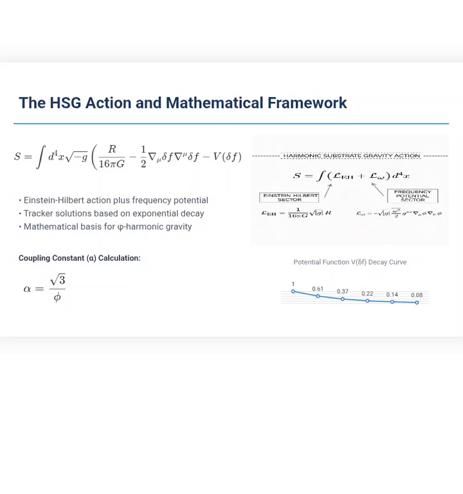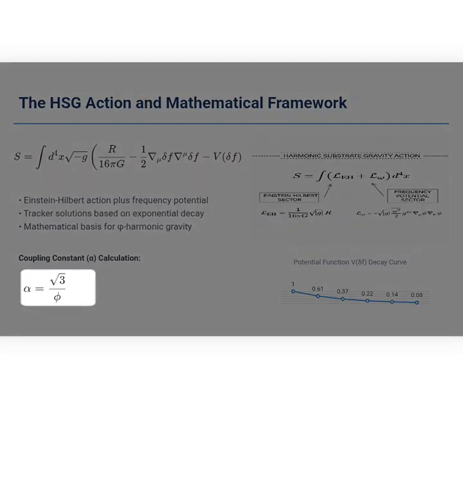You'll recognize the first part as the standard Einstein-Hilbert action from general relativity. But we've added a crucial term, the potential function V, which depends on the frequency deviation ΔF. This frequency potential is what allows the harmonic substrate to interact with the curvature of space-time. It represents the energy density stored in those subquantum oscillations we mentioned earlier.